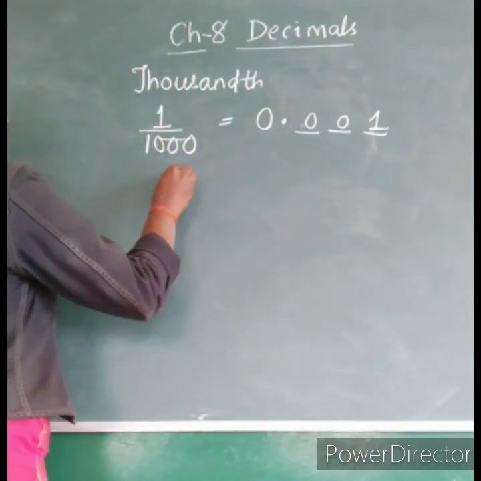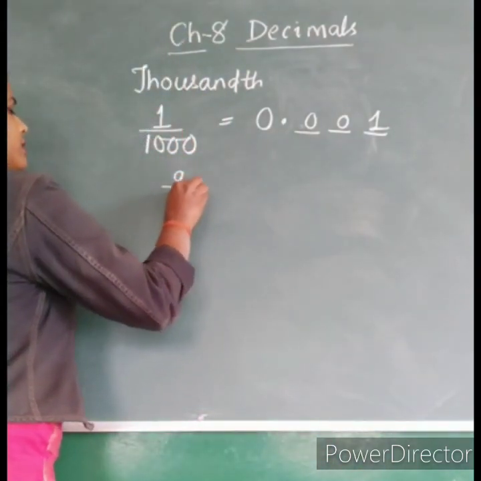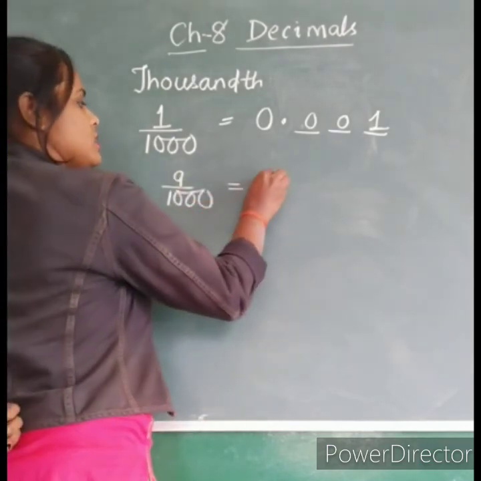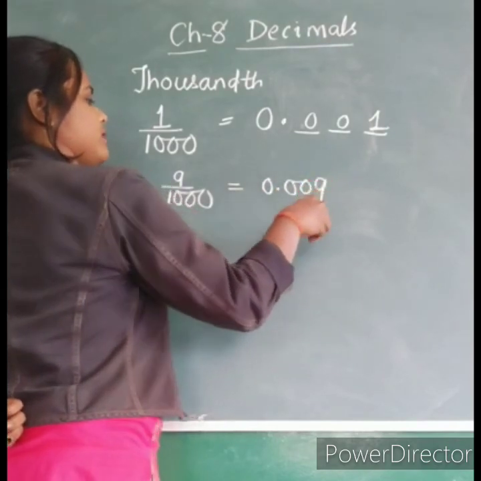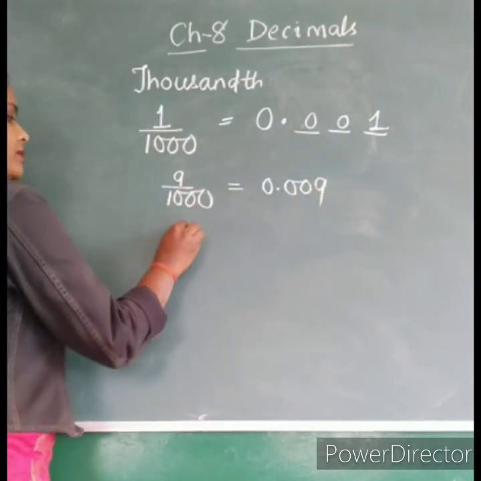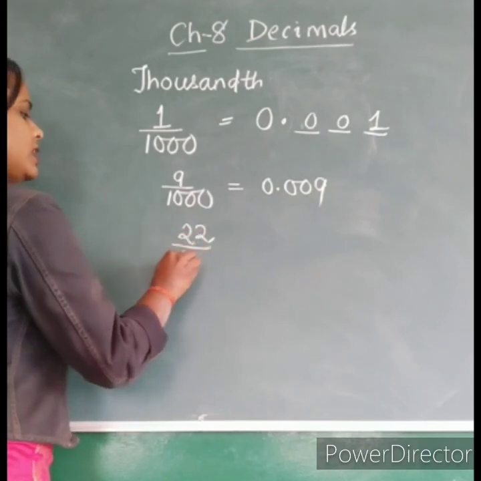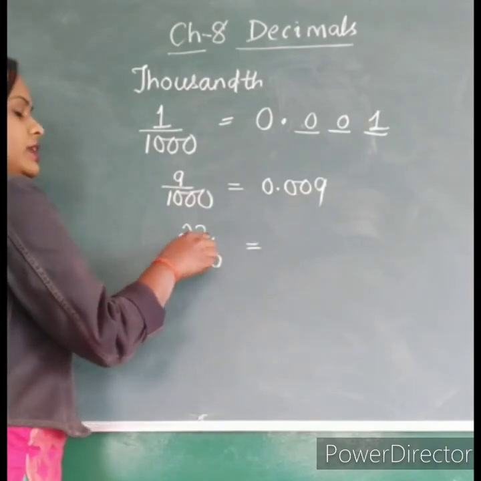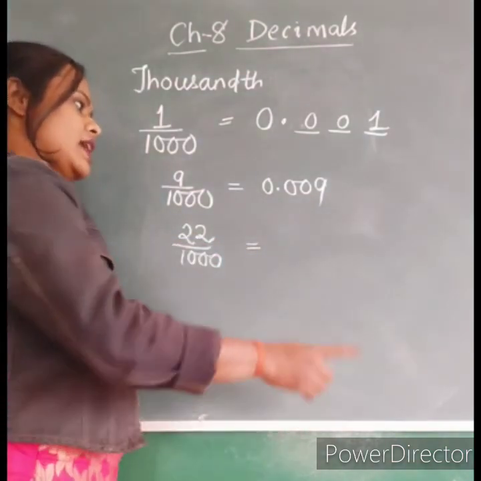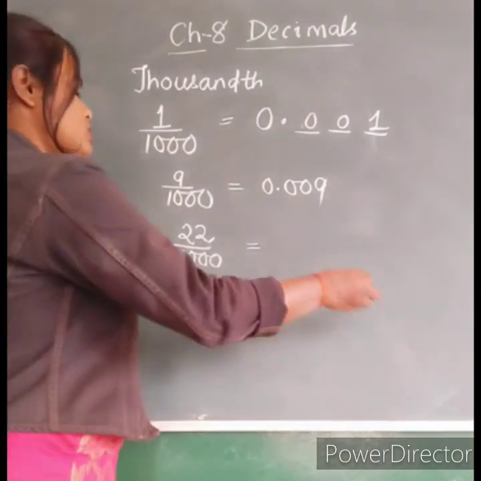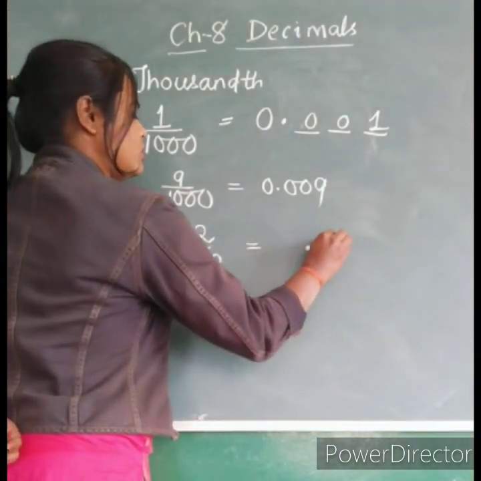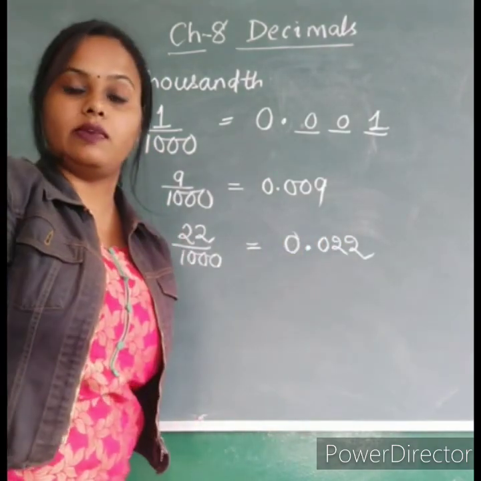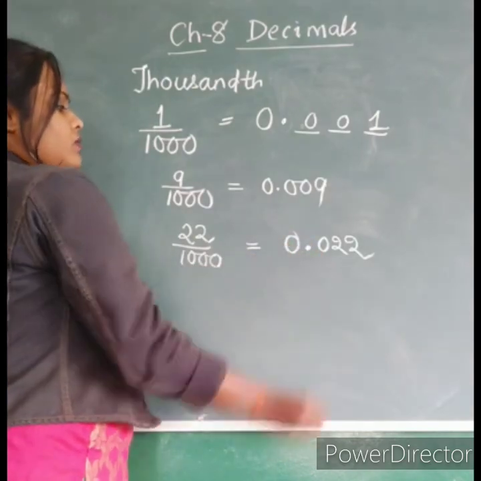Okay children? Now let's take some examples of how to write thousandths in decimal. Next let us take 9 by 1000. As we know that after the point we will be having 3 digits, so 0.009. Let's take another example. 22 by 1000. You can see in the numerator we already have 2 digits. But after the point we need 3 digits. So we will be writing after the point 0, 2, 2. And before the point I will put 0 because before the point we cannot leave it blank.